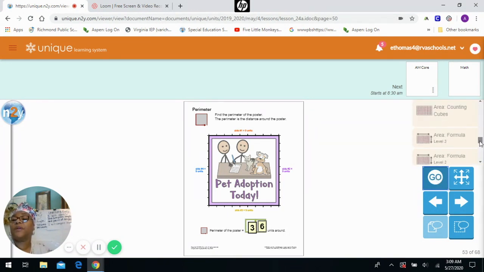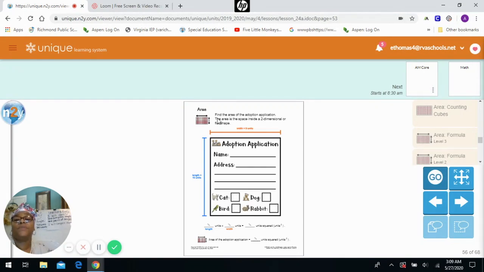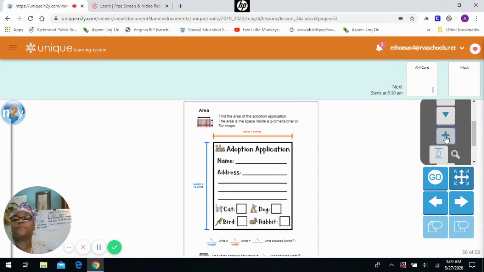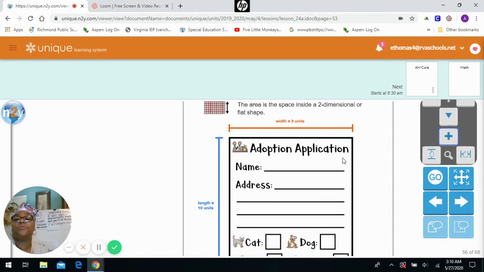Okay, we're still doing area. Let's do the area. It says find the area of the adoption application. The area is the space inside a two-dimensional or flat shape. So this is a flat piece of paper. So we're doing 9. Let's get bigger. From the area of adoption, we have the two-dimensional or flat shape.